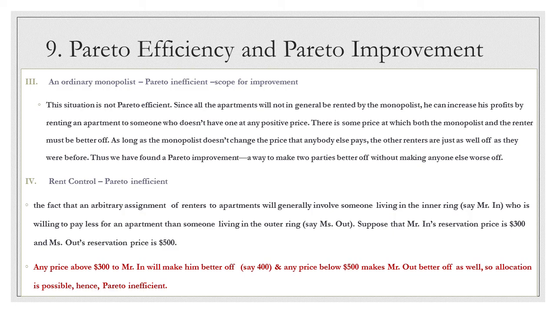So this is a case for Pareto inefficiency. So there is a scope for improving. So that's why it's the case of Pareto improvement. Now for the rent based control, again we observe that it's Pareto inefficient.